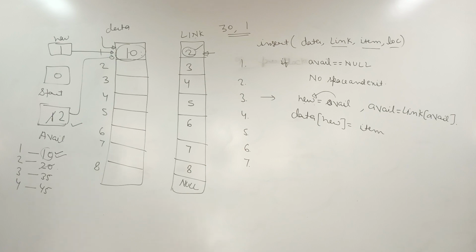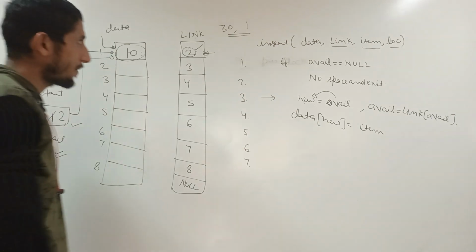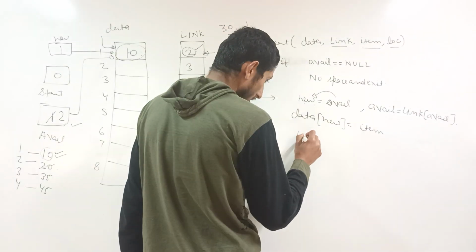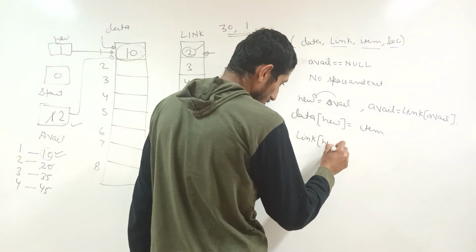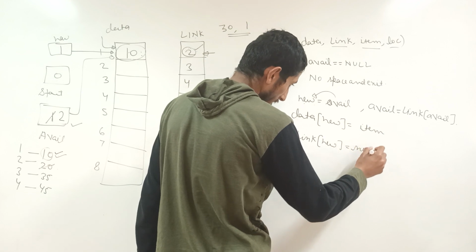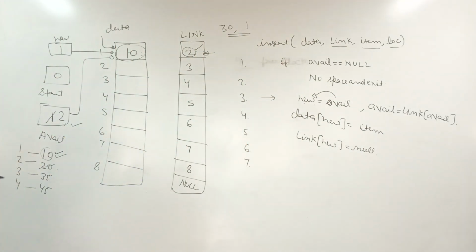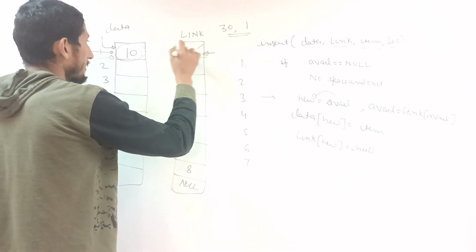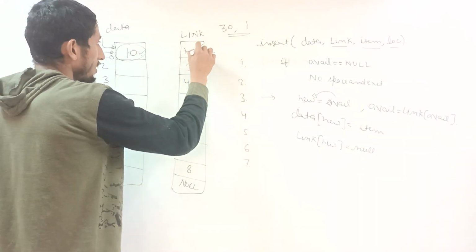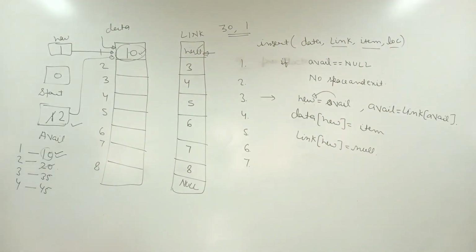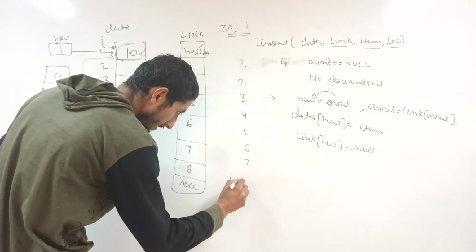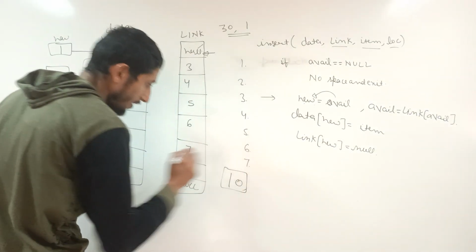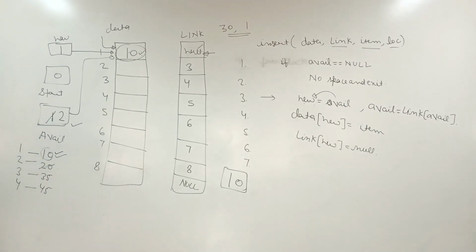Then come to the link part. In the link part, I will put null. So let's say link of new equals null. What is the meaning of this? Till now we have only one block, that is this one, 10, and after that we don't have any block. Are you following this? We have stored that.